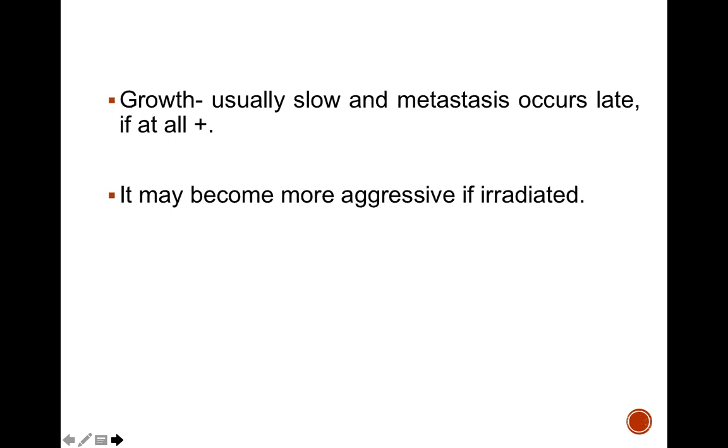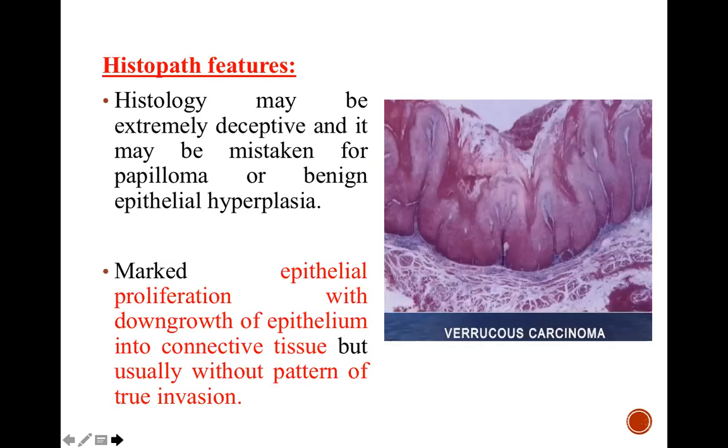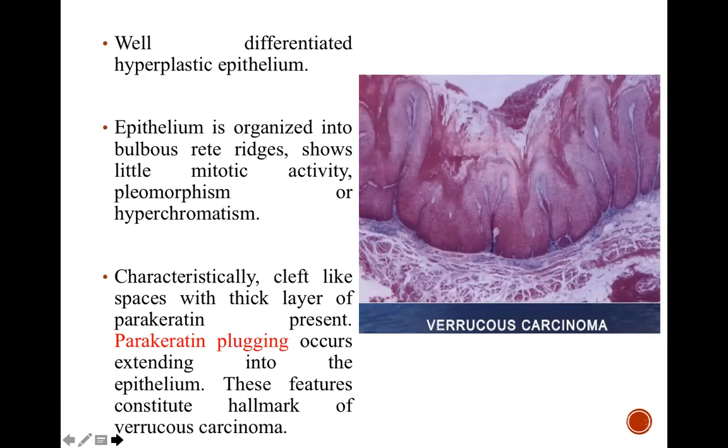Growth is usually slow and metastases occur late, if at all. It may become more aggressive if irradiated. Histopathologic features: histology may be extremely deceptive and it may be mistaken for papilloma or benign epithelial hyperplasia. There is marked epithelial proliferation with downward growth of epithelium into the connective tissue, but usually without pattern of true invasion. Like in the picture, you can see a well-differentiated hyperplastic epithelium.